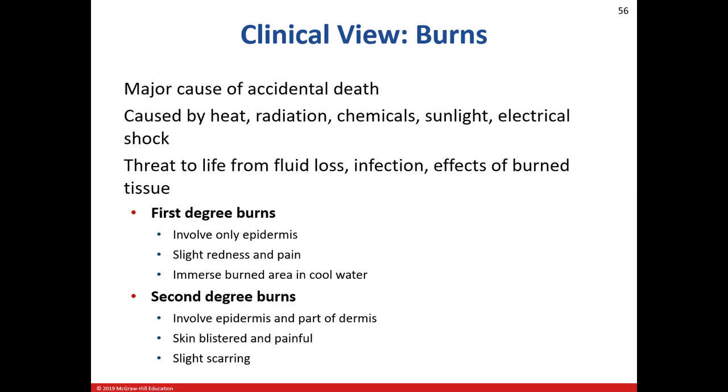A second-degree burn typically involves the epidermis, and sometimes we'll get into the dermis, or includes part of the dermis. In a second-degree burn, obviously we have a lot of pain, but we also see where the skin begins to blister. We also can see some light scarring. Typically, we would see this in a really bad sunburn or the possibility of being burned by some boiling water. All of these are the potential for second-degree burns.